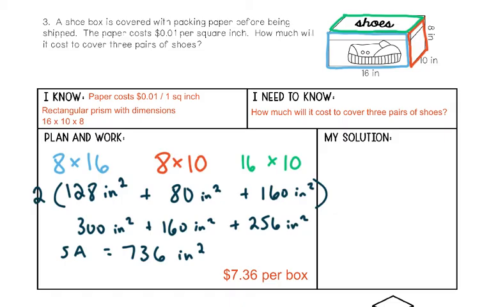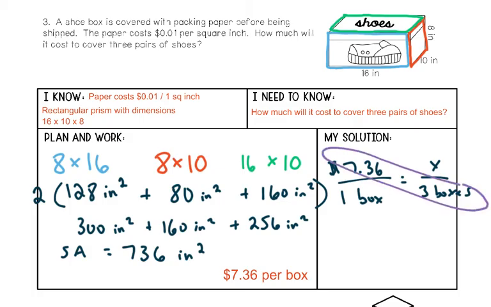Now we need to know how much it costs to cover 3 boxes. So this is another unit rate now that it's per one box. So I'm going to set this up as a proportion and show you how to solve it that way. You also know that you can just multiply that by 3. This is how this would be set up as a proportion. It's $7.36 per one box. So we want to know how much it costs, X, per 3 boxes. When you do this, if you cross multiplied, you would end up with 22.08, and then you would divide by the number that's left outside the circle, which is 1. Anything divided by 1 is just itself. So you'd end up with a final answer of $22.08 to cover 3 pairs of shoes.